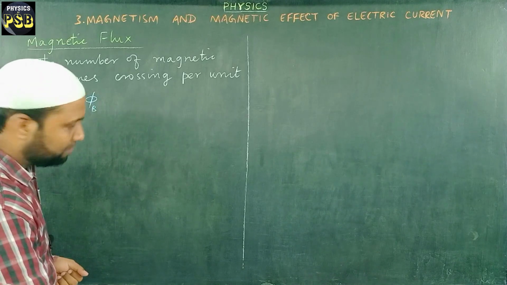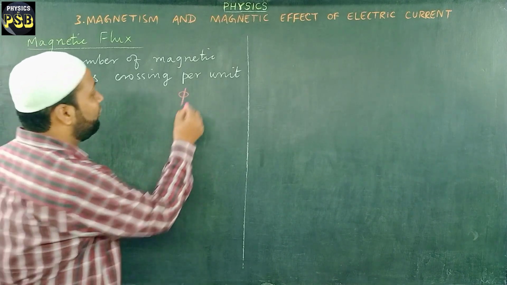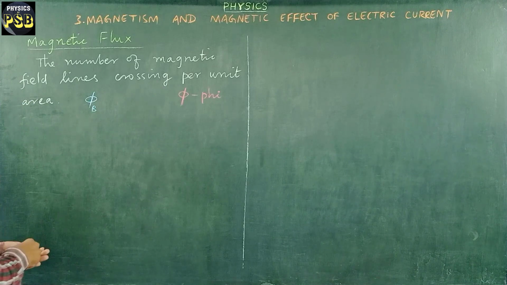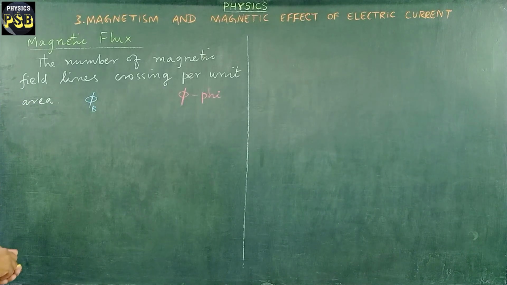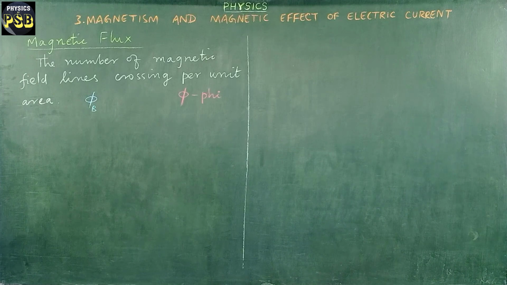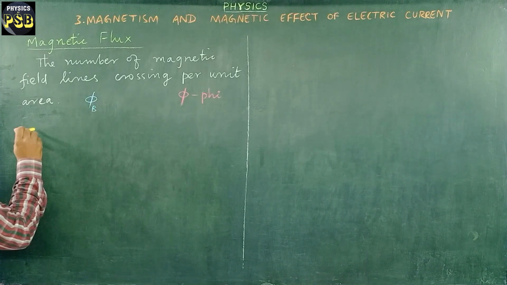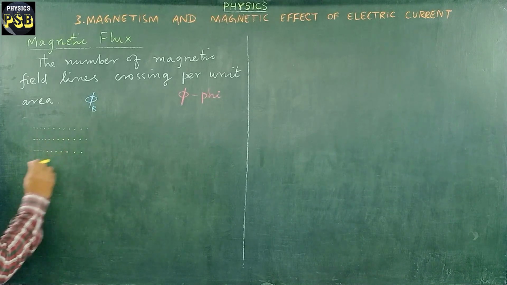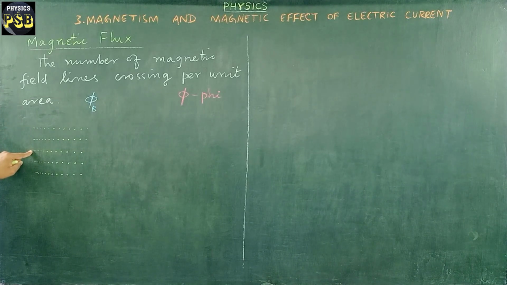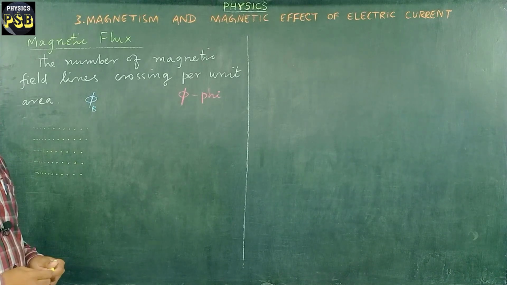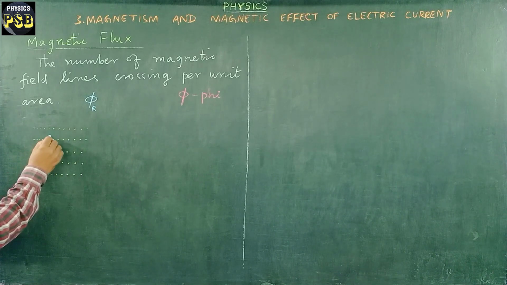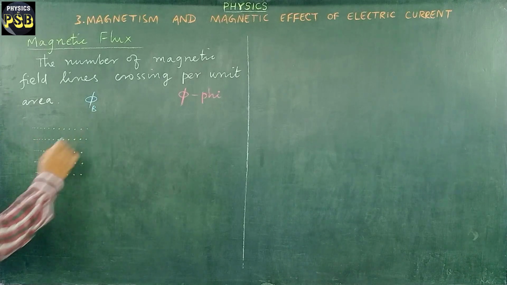Here, this symbol is read as phi, a Greek letter. Now let me show this to you with the help of a simple diagram. Suppose this one is a uniform magnetic field. When the magnetic field lines are parallel, then we call such a magnetic field a uniform magnetic field. And in such a magnetic field, the direction and magnitude remain the same throughout.